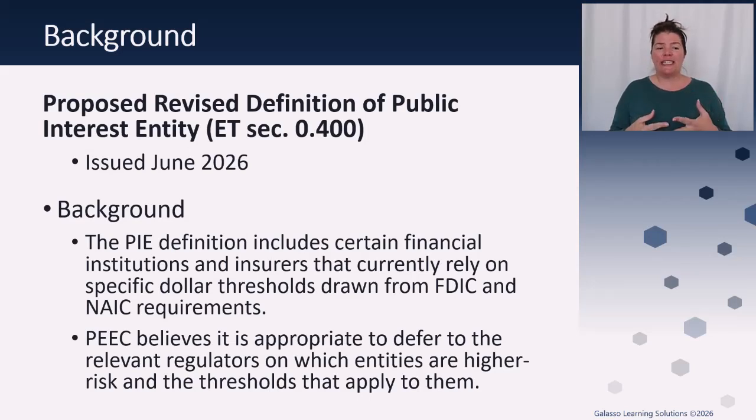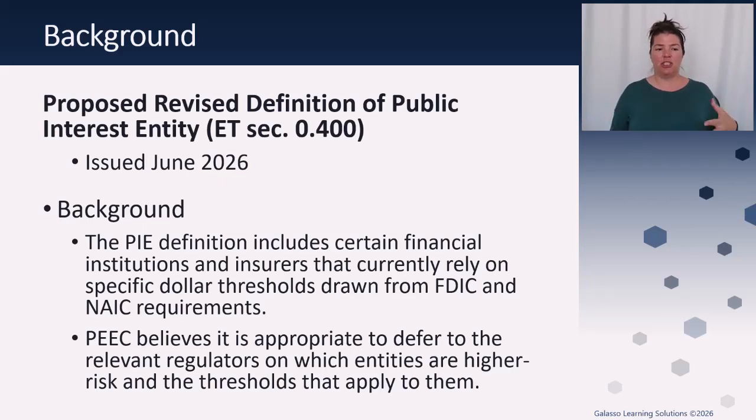And currently, the definition of a public interest entity has several parts, and two of them are tied to FDIC and NAIC requirements. However, they specifically have explicit dollar thresholds. And now that the regulators are actually updating their thresholds, it's creating a difference between what the actual threshold is in the standard setter, FDIC, NAIC, versus what PEEC has in the actual definition. And obviously, this was not intentional, right?